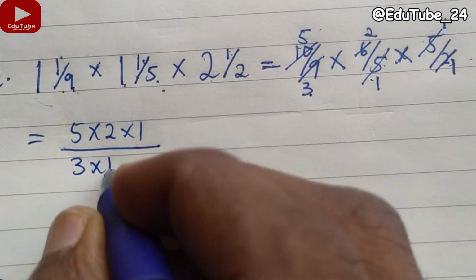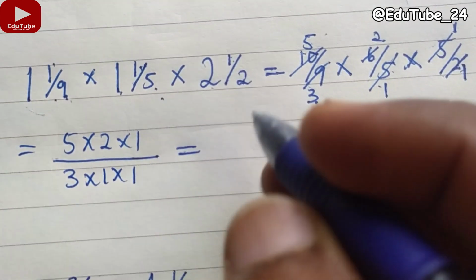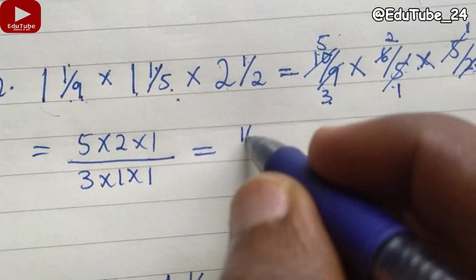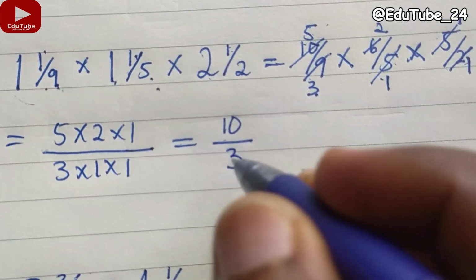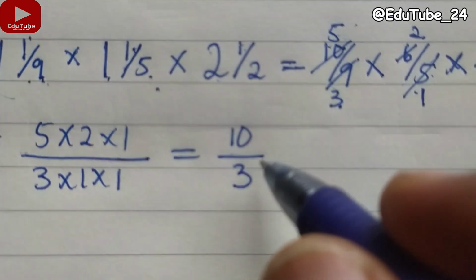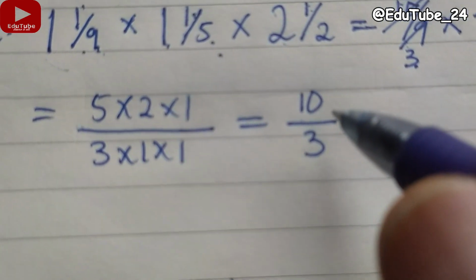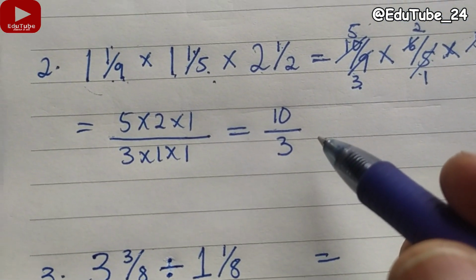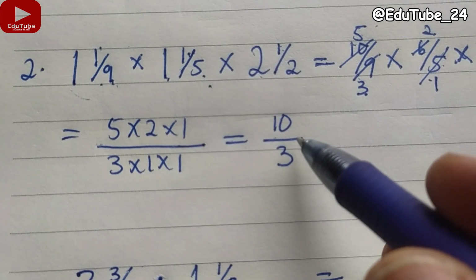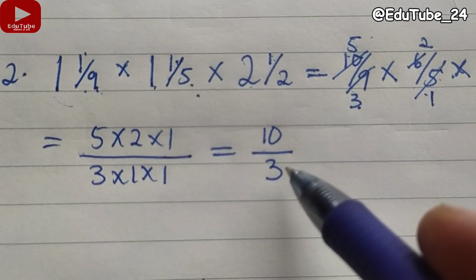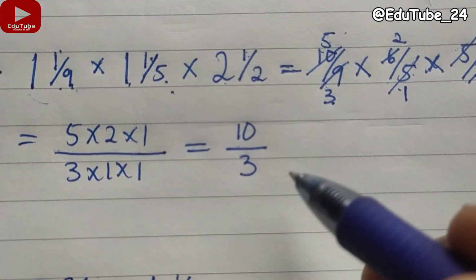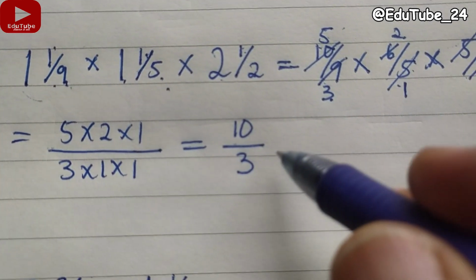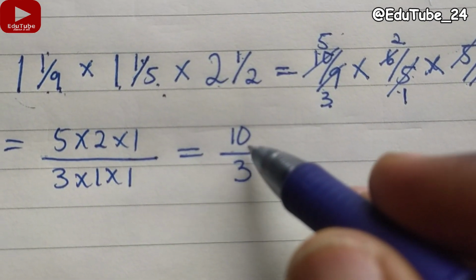So 3 times 1 times 1. And that will give me 5 times 2 times 1, that will give me 10 out of 3 times 1 times 1, that will give me 10 out of 3. Now if you look at this fraction, you will see that this is an improper fraction, and if you have an improper fraction in your working, it is obligatory that you convert the improper fraction to a mixed number. So to convert to a mixed number, I will say 3 in 10.